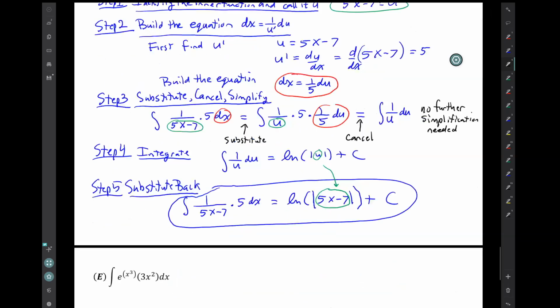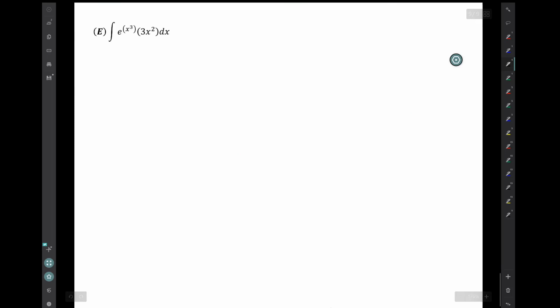We have one more example. Question E, find this indefinite integral. Well, this is another one where the book has typeset this in a misleading and unhelpful way. So I'm going to start by rewriting the integrand. The parentheses around the 3x squared don't need to be there, and they're misleading. All right, let's do our substitution method.